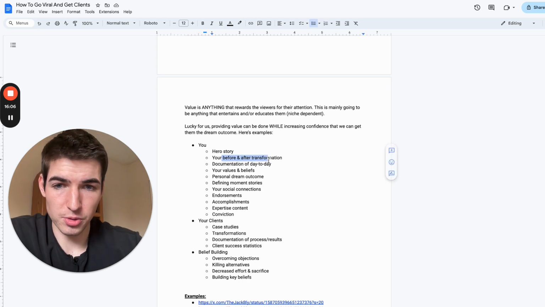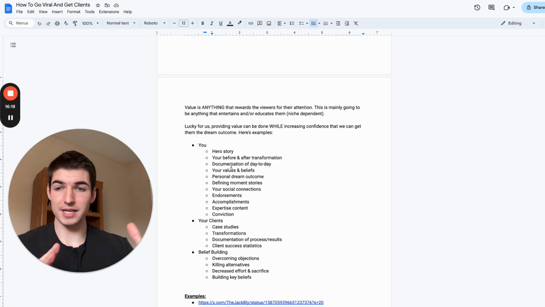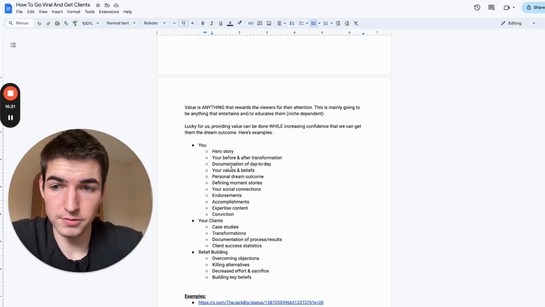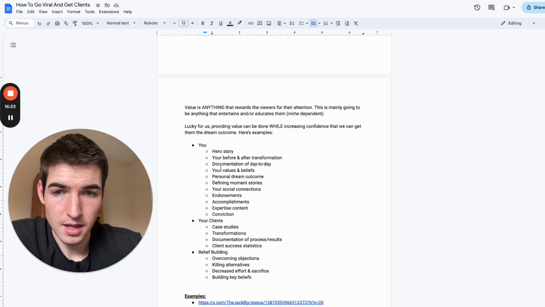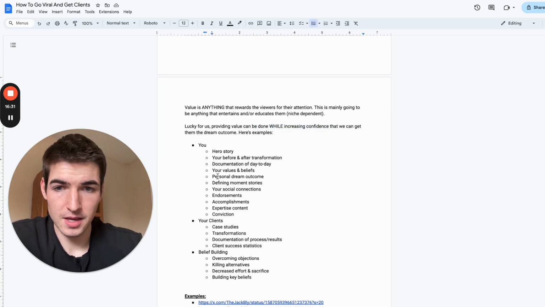Same thing with just sharing your before and after transformation. It's inspiring and it's a form of proof. It increases confidence. Next, documentation of day-to-day. This is anything you're doing, documenting your day, especially as it involves or relates to your offer. This builds connection. It's entertaining, but also increases confidence. Like, oh, this guy's a real guy. This is how he does it. Blah, blah, blah.